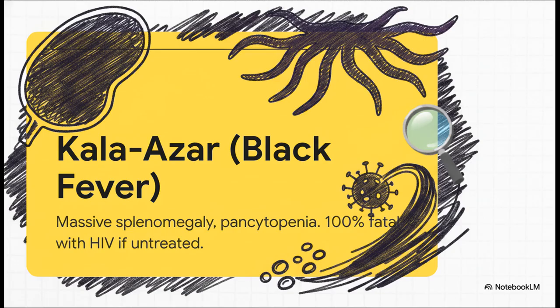It's the absolute most severe form of visceral leishmaniasis, named after the characteristic dark skin hyperpigmentation these patients develop. But for the boards, your buzzwords are massive splenomegaly, pancytopenia, meaning literally all your blood cell lines are wiped out, and hypergammaglobulinemia. If left untreated, it's fatal. And if a patient has an HIV co-infection, it is 100% fatal without treatment. Absolutely 100%, which is exactly why it is officially classified as an AIDS-defining illness.